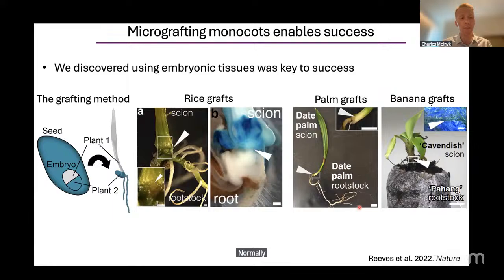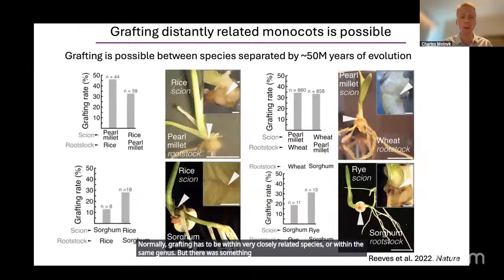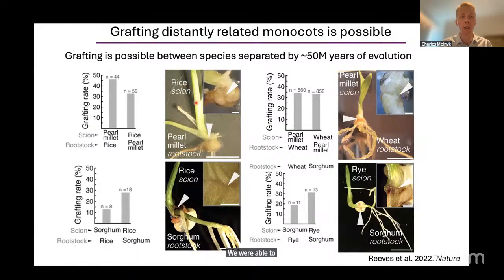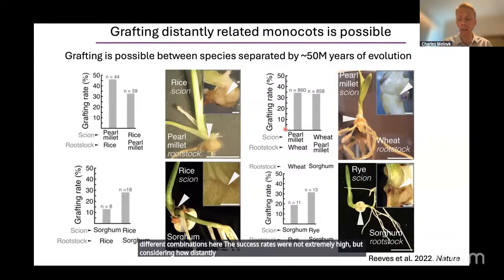Normally, grafting has to be within very closely related species or within the same genus. But there was something very special about monocots. Suddenly, we were able to graft very distantly related plants to each other. We were able to graft rice to pearl millet, rice to sorghum, and other different combinations here. The success rates were not extremely high, but considering how distantly related these species were, it was still very surprising that even after weeks or months after grafting, they were still viable.